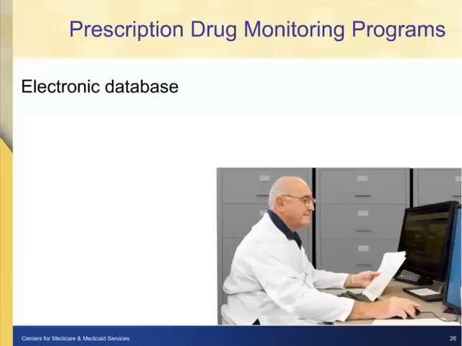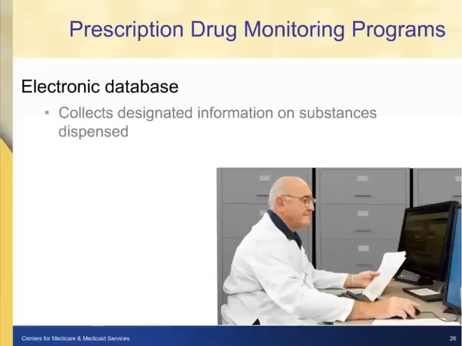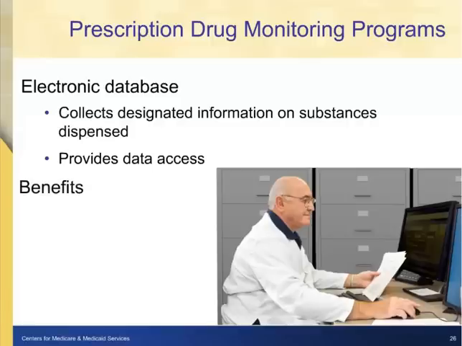A PDMP is a state electronic database that collects designated information on substances dispensed in a state and provides data access to doctors, police, and other authorized users. A PDMP can be used to detect doctor shoppers and drug seekers. As of July 2013, 49 states have enacted legislation and 47 states had operational PDMPs. What are the benefits of a PDMP?